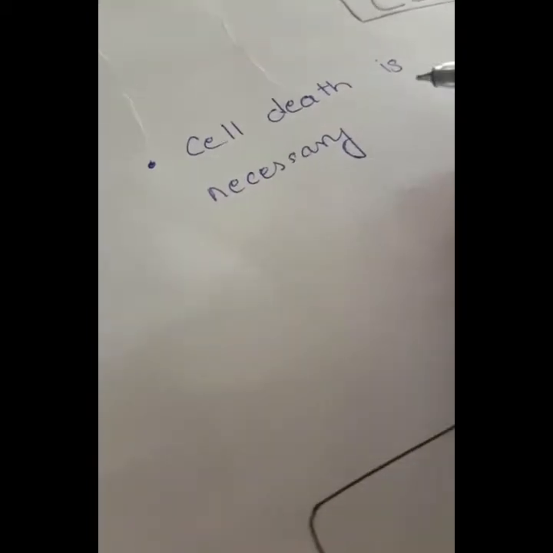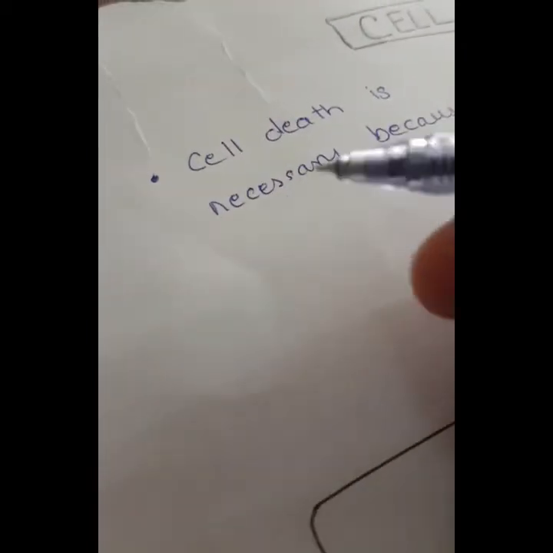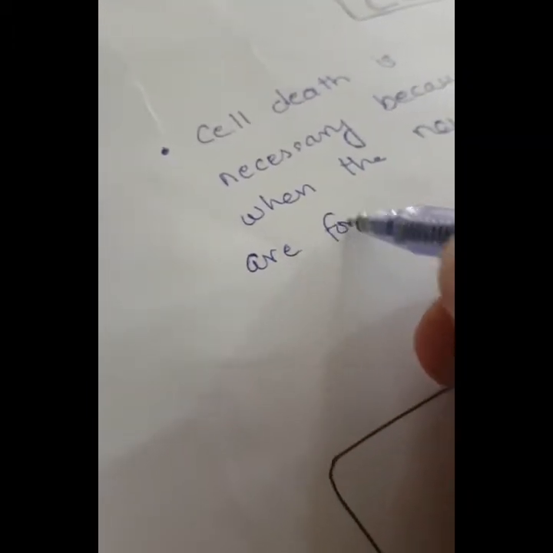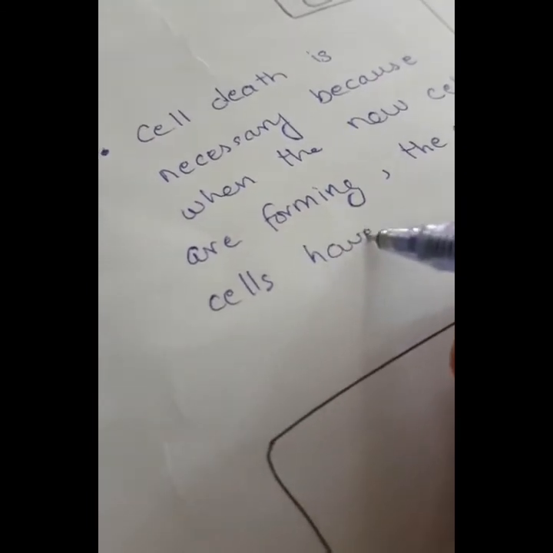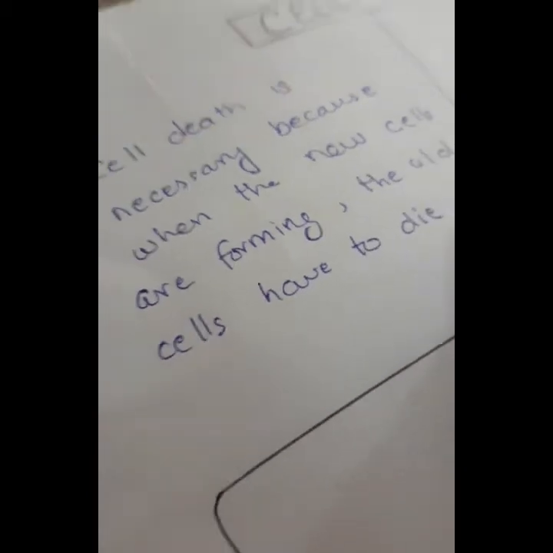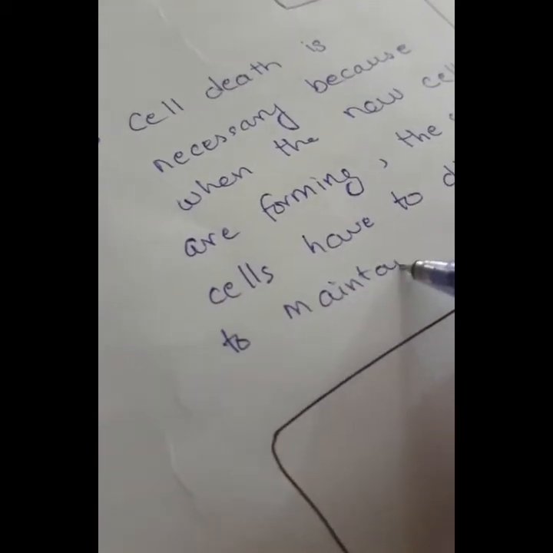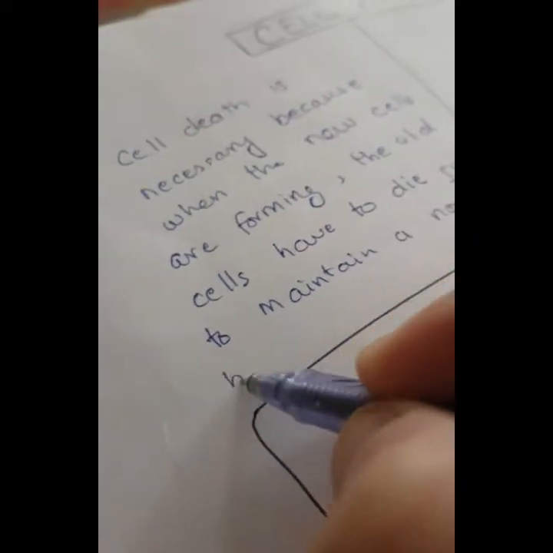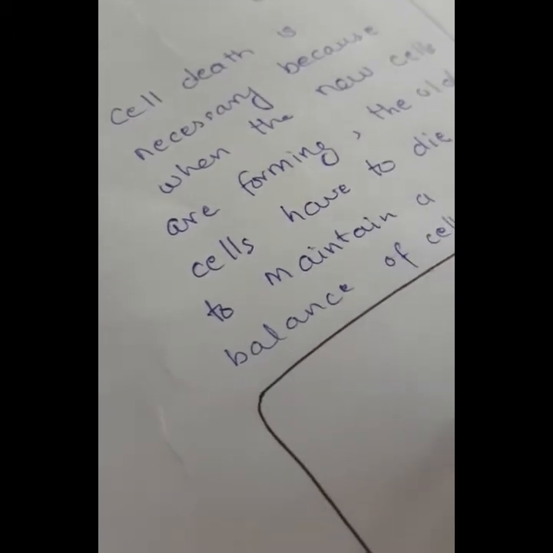So first I have to explain why cell death is necessary. It's an important process. It's really important for the cells to die. Cell death is a necessary process because when the new cells are forming, the old cells have to die just to maintain a normal balance of cells in the body, right?